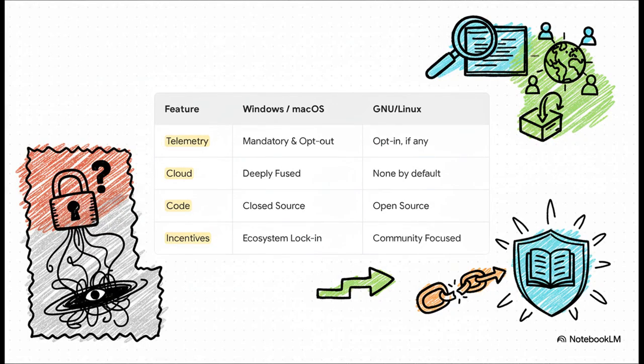Now, what's so powerful here is how clearly this lays out the totally different philosophies. With Windows and macOS, telemetry is either mandatory or opt-out. The cloud is deeply fused into everything, and the code itself is a complete black box. But with a typical Linux distribution, telemetry is opt-in if it even exists at all. There is no default cloud service being pushed on you, and the code is open for literally anyone to inspect. The incentives are just fundamentally different.